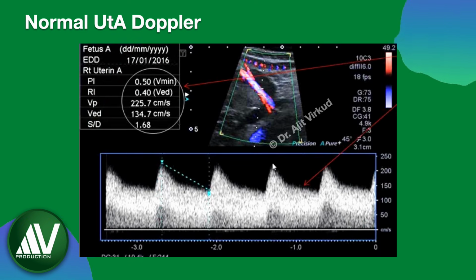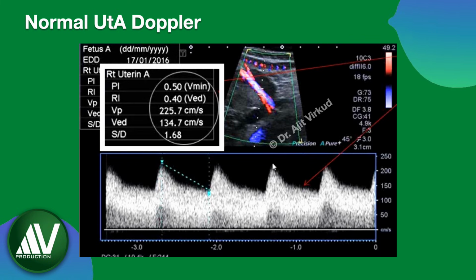Look at this uterine artery Doppler waveform. It is characterized by RI of 0.40 and PI of 0.50, that is, it is less than 0.55, indicating low resistance. There is no post-systolic notching. This indicates a normal uterine artery Doppler study. Patients with normal uterine artery waveforms on both sides have less than 1% chance of developing preeclampsia.